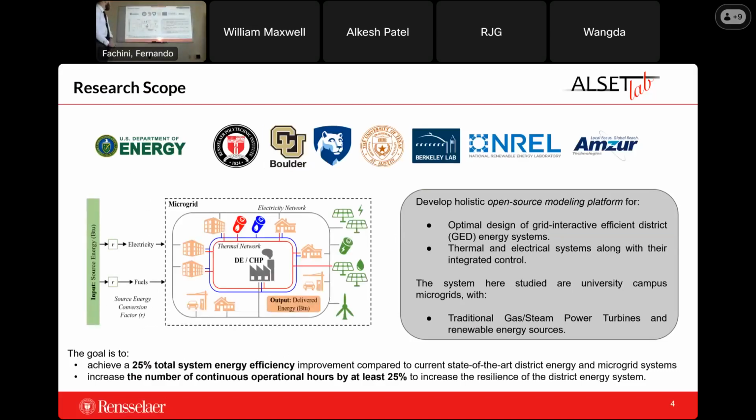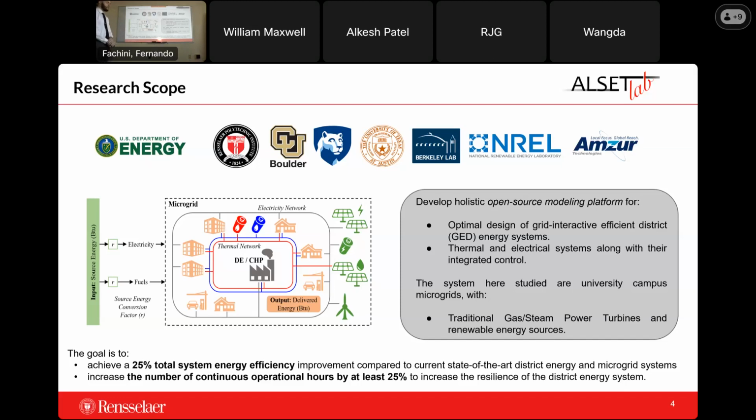An introduction. The research that I've developed is based on a project sponsored by the Department of Energy, and it has a collaboration of universities and research labs. The goal is to develop a holistic open source modeling platform for the optimal design of grid interactive efficient district energy systems. These systems are a combination of thermal and electrical systems along with their integrated control. The systems that we actually studied are university campus microgrids, where we have a mix of traditional gas and steam power turbines and also renewable energy sources.